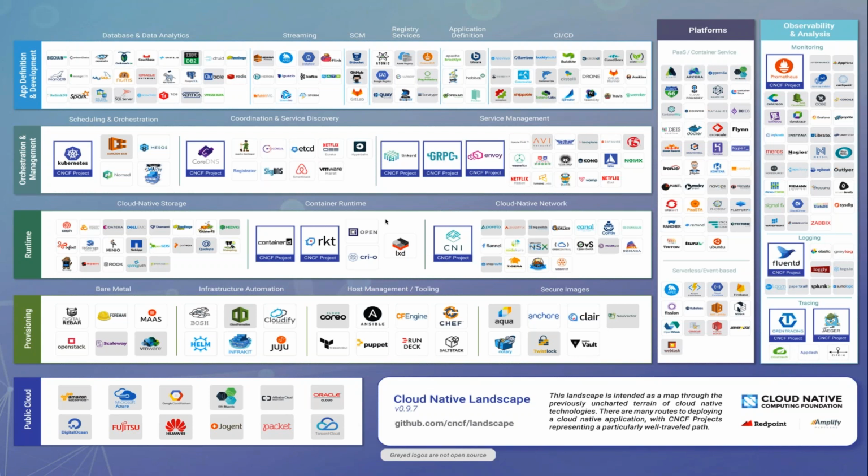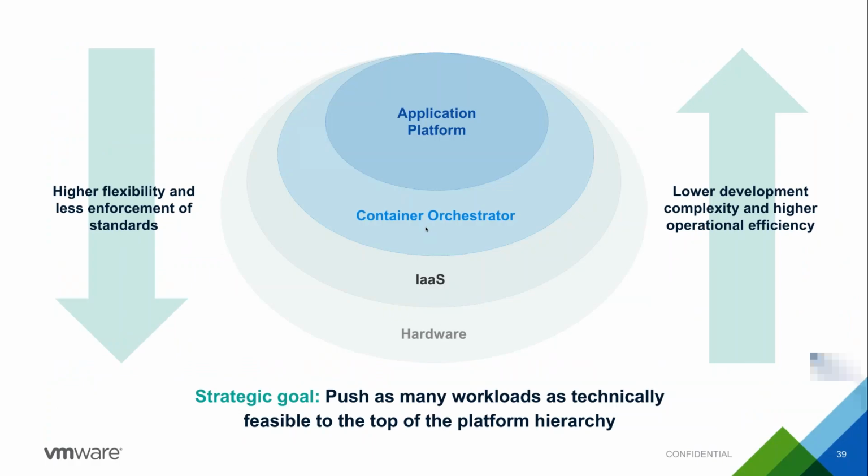So the bigger the bubble at the bottom, the higher your flexibility and less enforcement of standards you will find, right? But the closer you go to the top, so the application platform, the lower is your development complexity, and you will have a lot of operational efficiency because it's so standardized, right? But it will also limit some of the capabilities for the developer, so you won't have all the freedom, right? But the overall idea should always be to move workloads to the top of this, right?